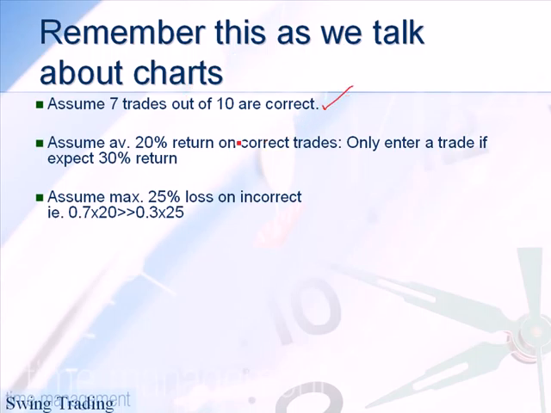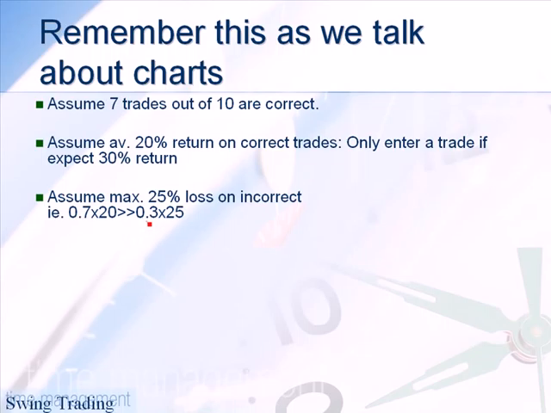Pretty straightforward. This is why we look at systems, why we look at charts. 7 out of 10 have got to be correct. Average 20% return on correct trades, whether it's through leverage or longer term investments. Only trade, however, if you expect a 30% return. Maximum loss, 25%. Now, what would cause you to improve or fail in those odds?